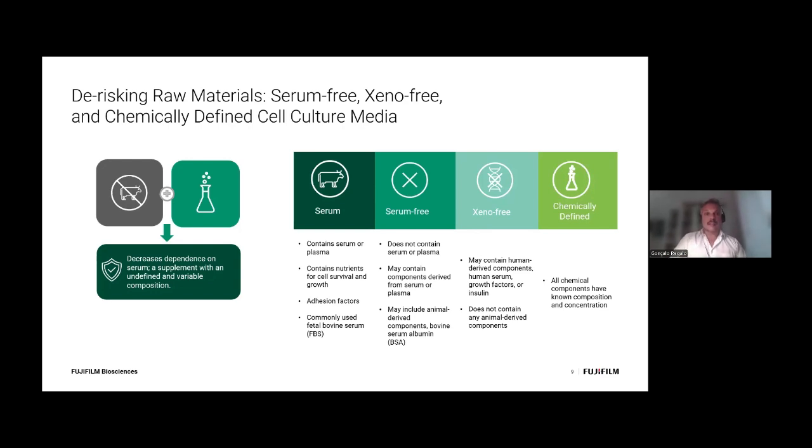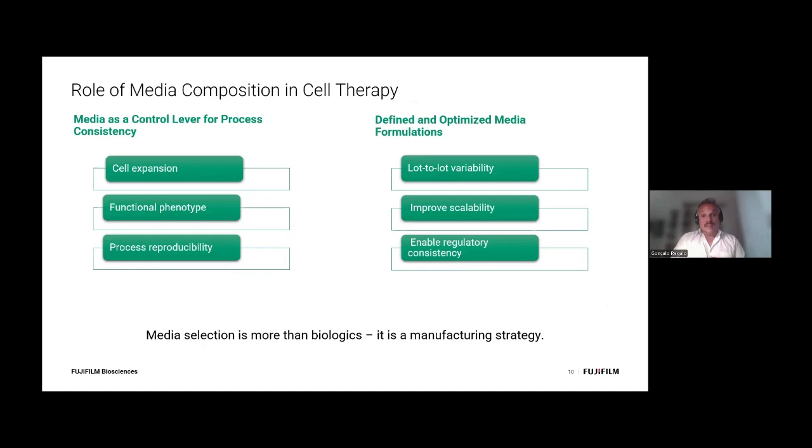This is extremely important, because in the end, media can be a manufacturing strategy, not just growing the cells, but the way that media impacts the cell expansion, the phenotype, and reproducibility. At the same time, using those chemically defined formulas reduces lot-to-lot variability, improves the outlook on scalability, and enables regulatory consistency across the board. This is definitely something that will pay off in the long run as these therapies are being developed and go through the clinical approval process.